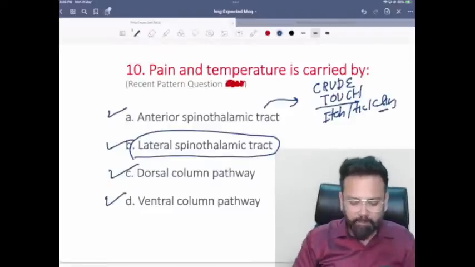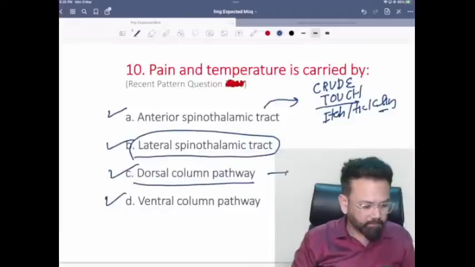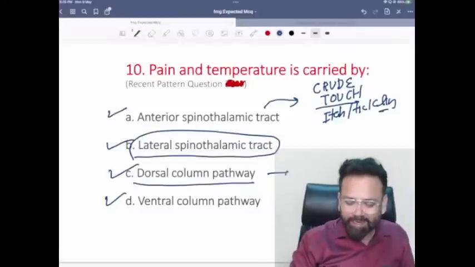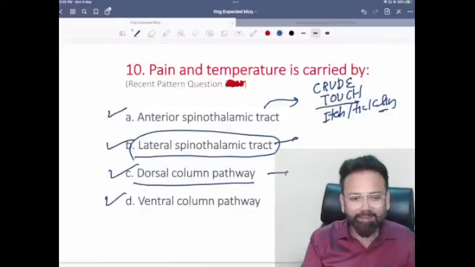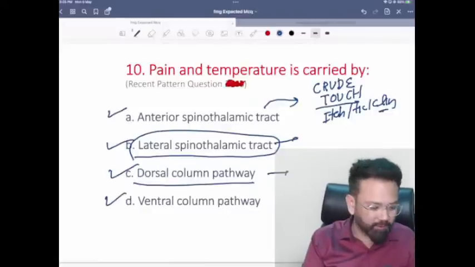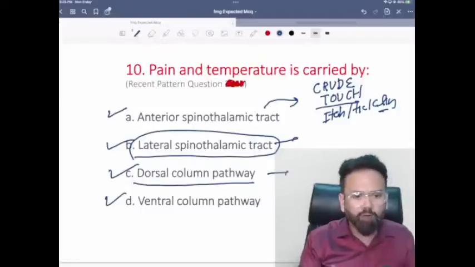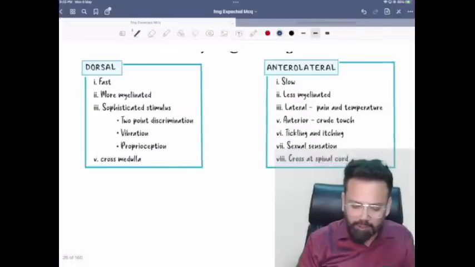Okay. What about dorsal column pathway? Yes, lateral, if you kick someone, there will be pain. Very good. Pain and temperature. Very good, good mnemonic. Anterior is for crude touch, and whatever is remaining, that will be the dorsal column.